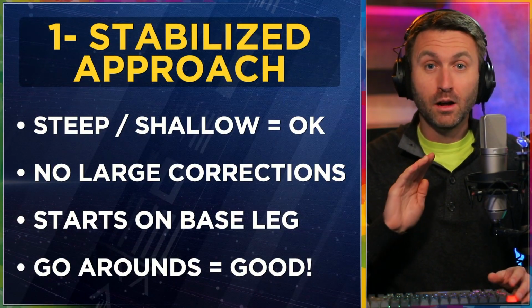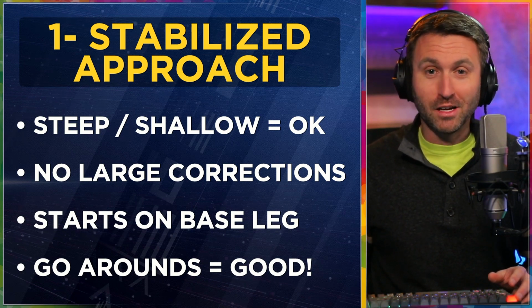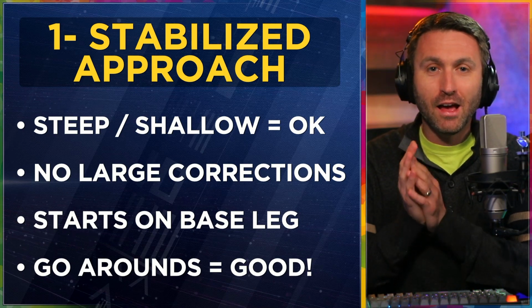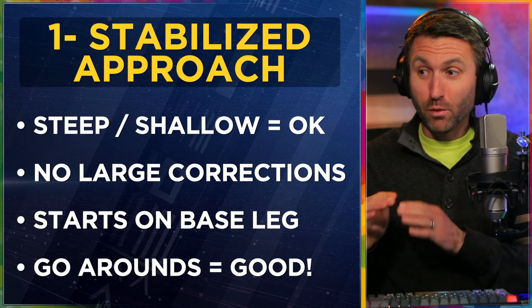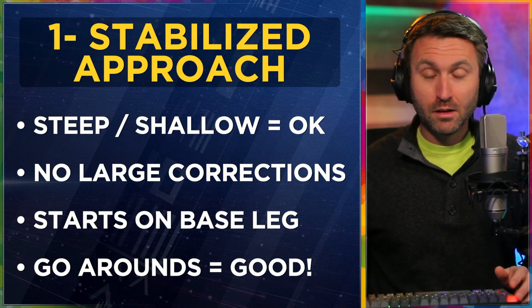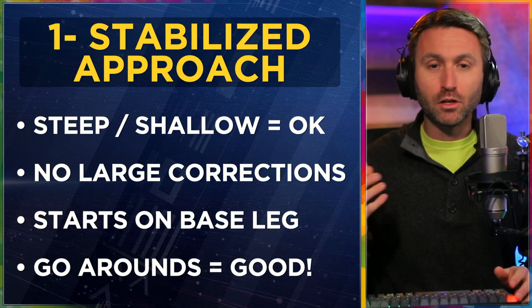Number 1, a stabilized approach. That's something the FAA has been telling you for a long time. It's part of all your training. You are aiming for a stabilized approach every single time. If you don't have that, end the approach. Abort it, go around, have another try at it. There's no shame in that. It's my last point here, but go-arounds are good.